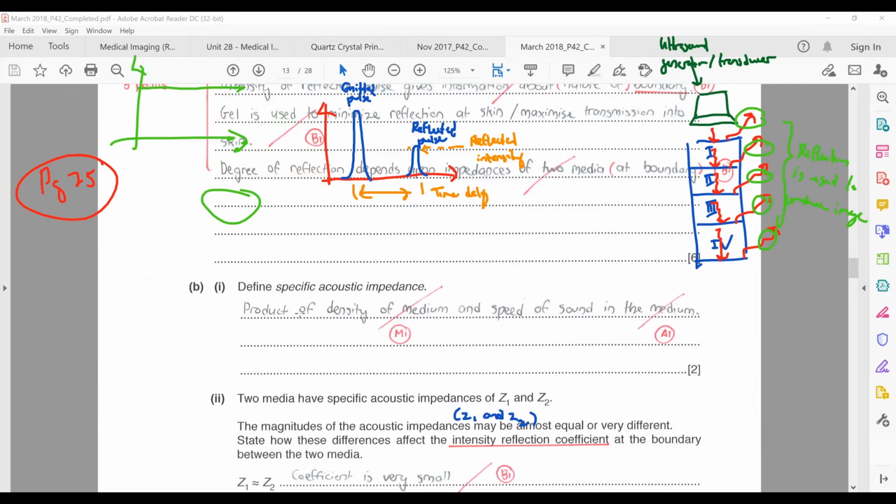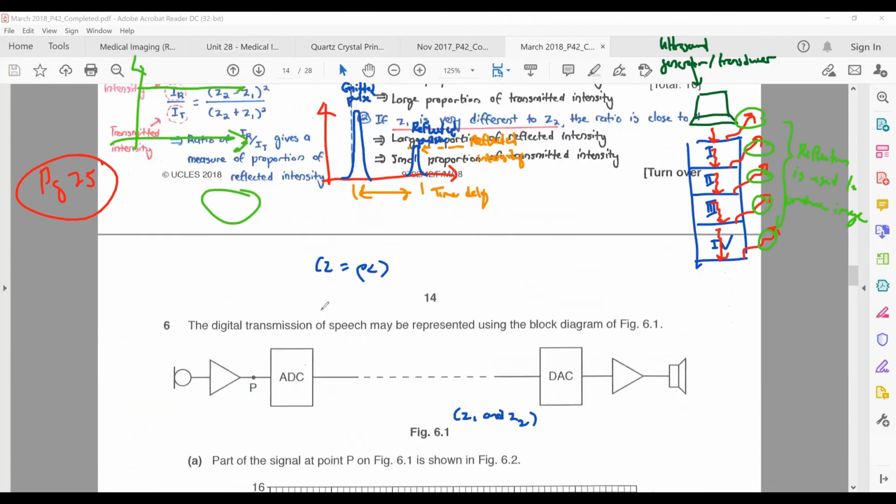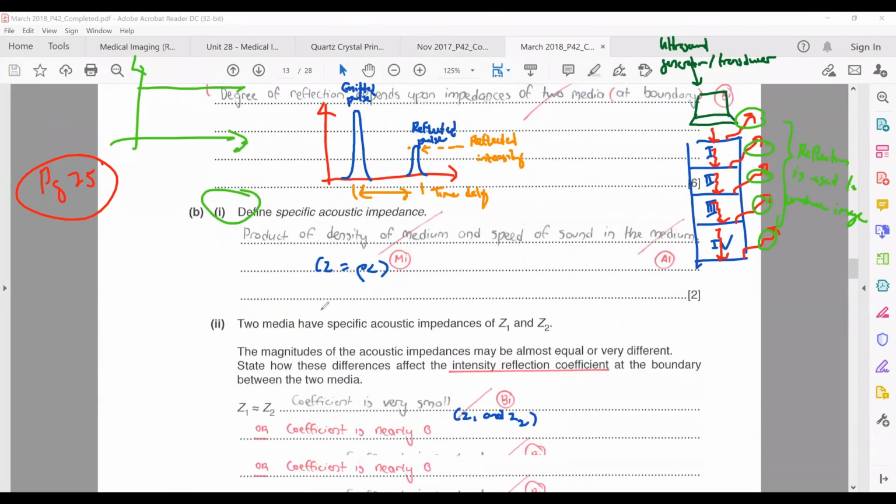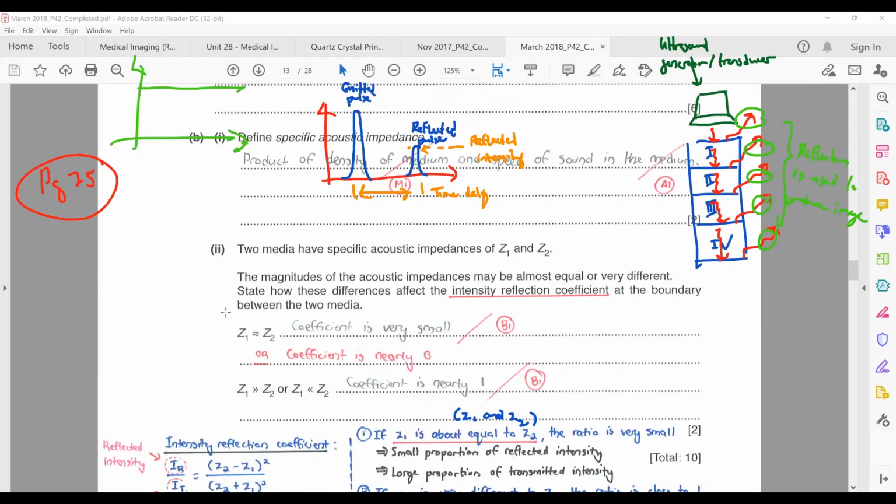Now, define what is specific acoustic impedance. Specific acoustic impedance is, as I mentioned, that little property called Z. Z equals rho C. So specific acoustic impedance is simply the product of the density of the medium and the speed of sound in the medium. That's all.